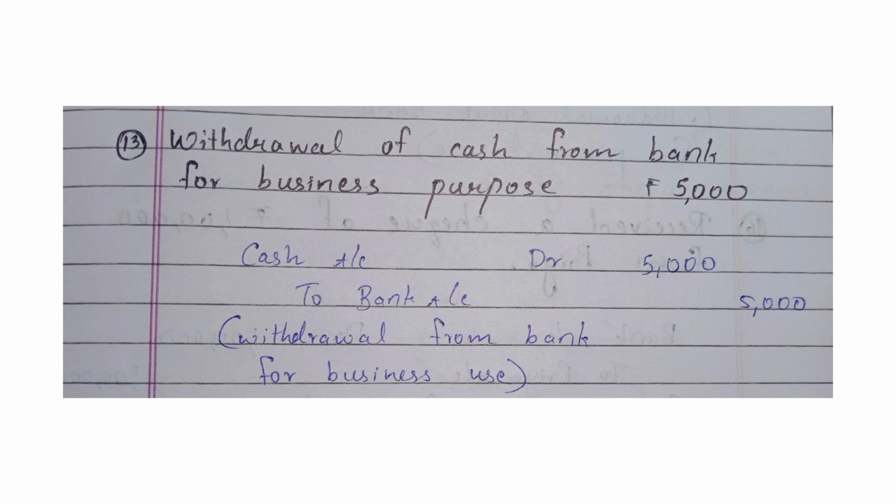So the entry will be just the opposite of the previous case. Cash account debited to bank account. The amount is written at the debit and credit columns. In the narration, we'll be writing withdrawal from bank for business use.